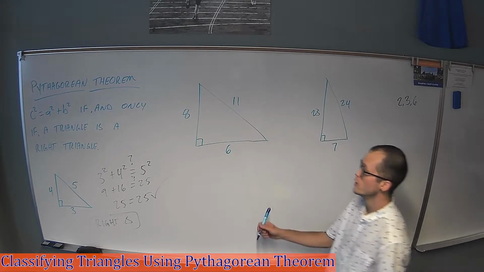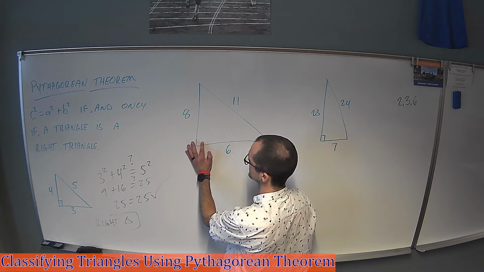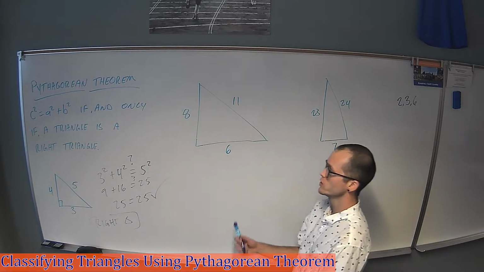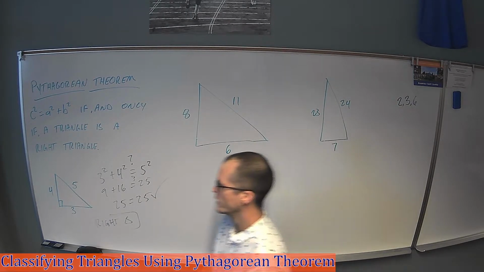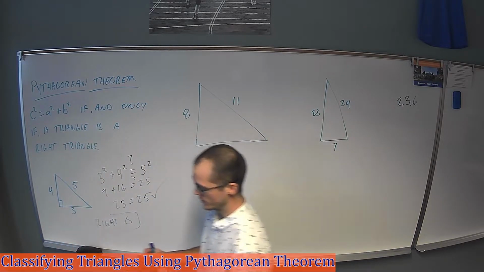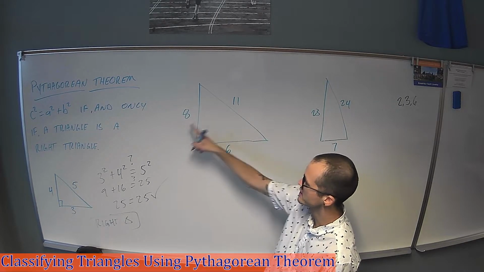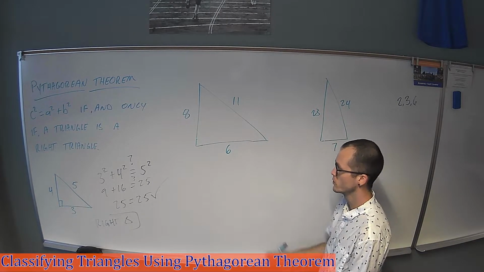Okay, let's look at a second example. Here we have a triangle with side lengths of 8, 6, and 11. I've drawn it as a right triangle, but we don't actually know that that's the case. We're here to confirm that or see if there's something else we can see. So we're going to check, again, very similarly, a squared plus b squared and see where this relationship is with c squared.